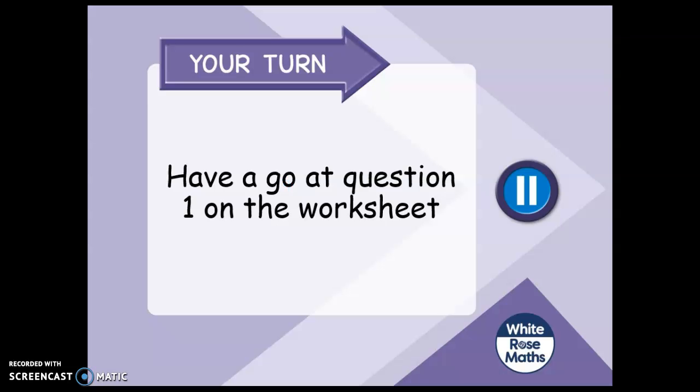Let's have a look at the questions now. Have a go at question 1 on the worksheet.